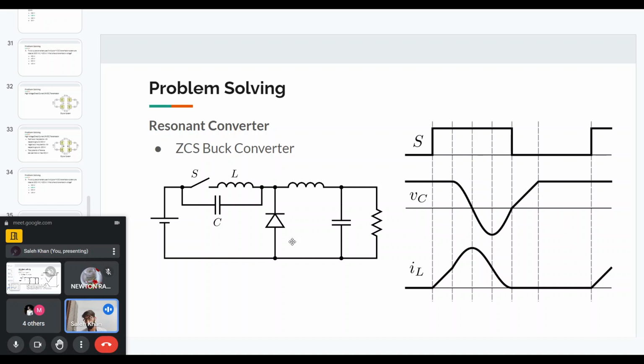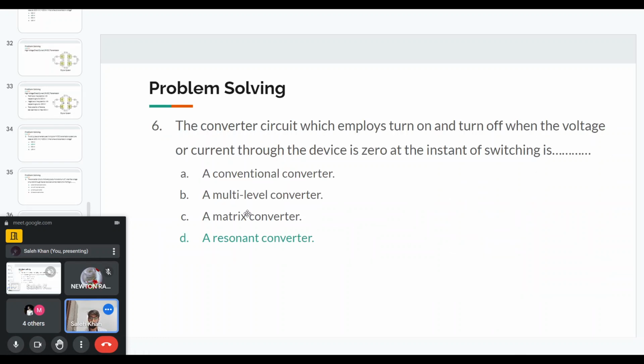We have many resonant converters for DC to DC, even DC to AC. But the point is that in resonant converters we use resonating elements, LNC elements, so that the voltage or current of the switch becomes zero at the switching instant. So that will lead to reduced switching losses. So the answer to the sixth problem is a resonant converter.